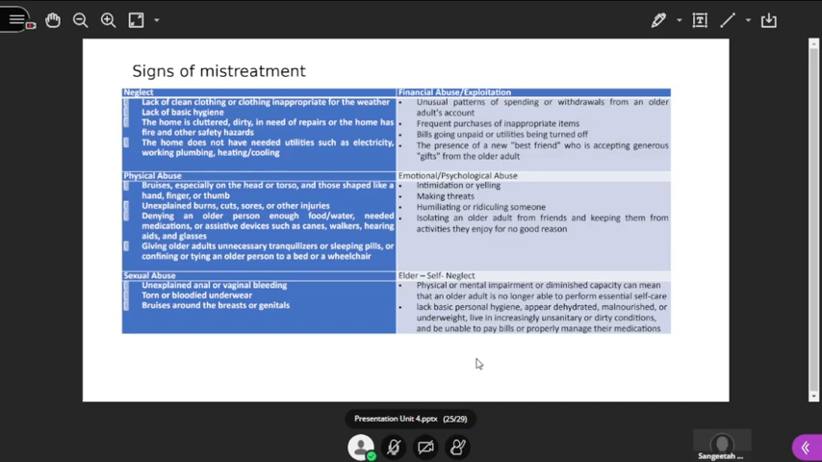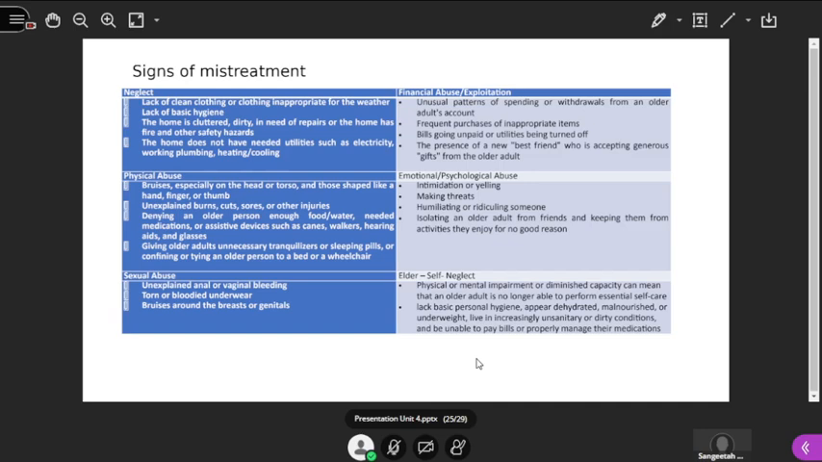And then we have emotional and psychological abuse. It's about intimidation or yelling, making threats, humiliating or ridiculing someone, right? Isolating an older adult from friends and keeping them from activities they enjoy for no reason. If someone wants to go to a recreational center, sometimes there are family members who deny this. When the elderly person asks if they can go to the recreational center tonight with their friends, they deny this facility. They are not allowed to go.